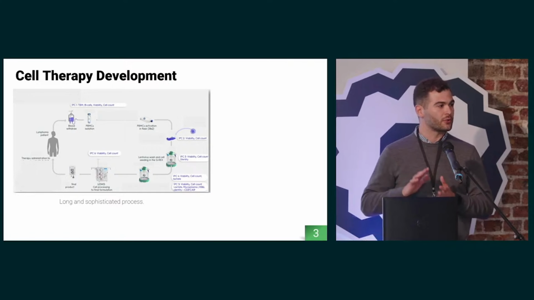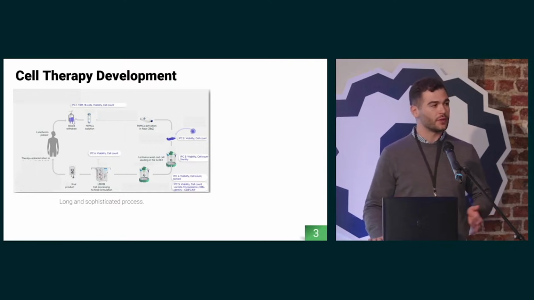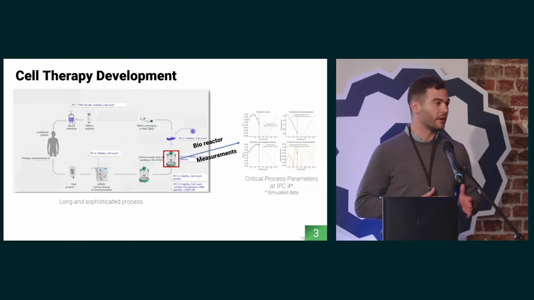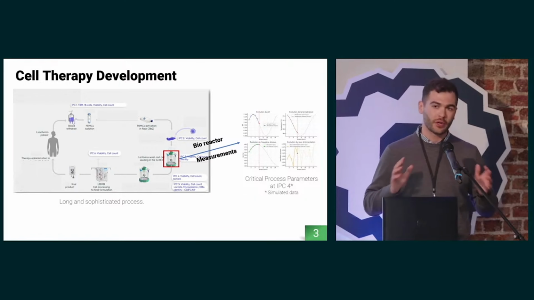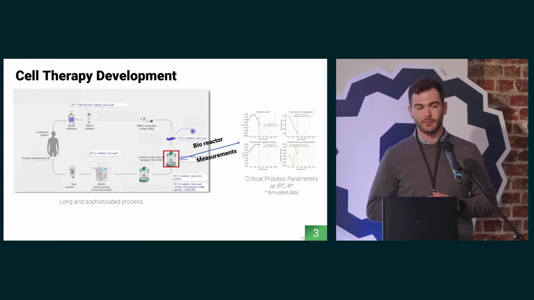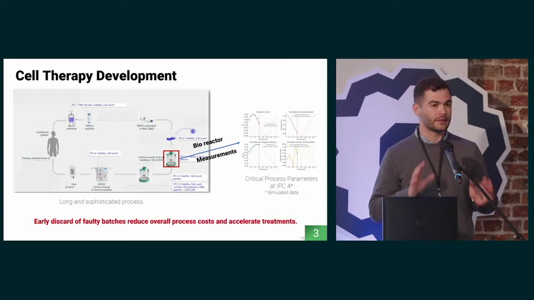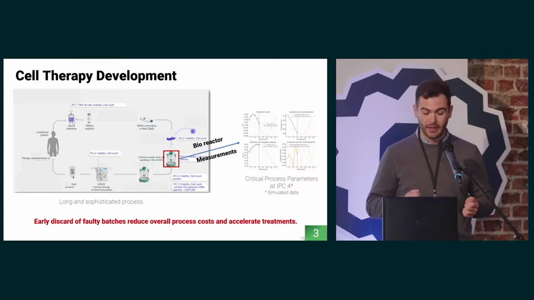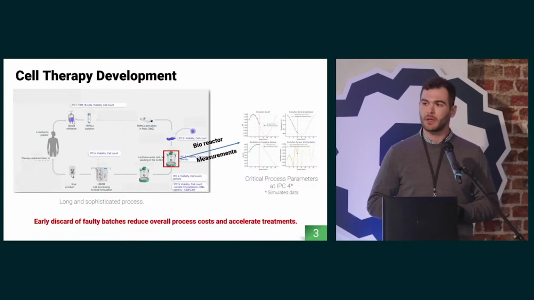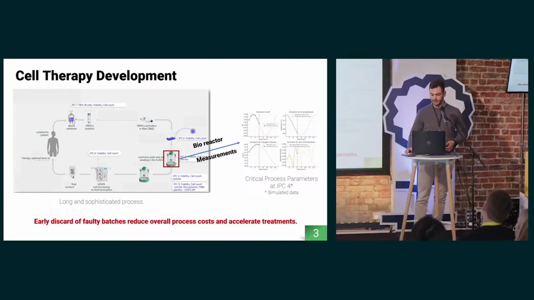So what we try to do is cut down the cost, and the way we try to do it is by predicting whether the batch is going to be conform or not for the patient. For that we have in the bioreactor several measurements. It can be temperature, pressure, concentration of some components. But the idea is that if we are able to detect as early as possible some faulty batches, then we can reduce the overall cost of the process, scaling this medicine further, and of course providing accelerated treatment.